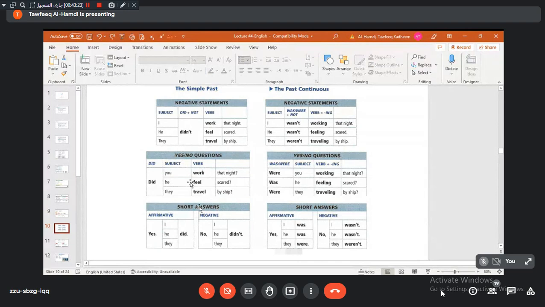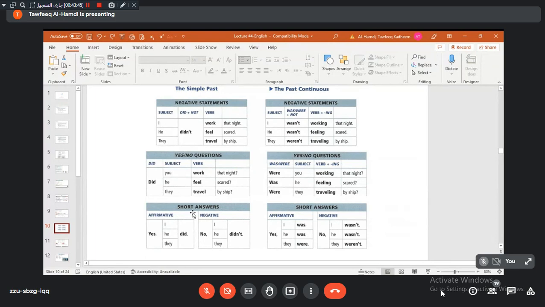Concerning the short answer, in the case of affirmative, I can say yes, I did, or he did, they did. In the negative form of the short answer, I can say no, I didn't, no, he didn't, no, they didn't.